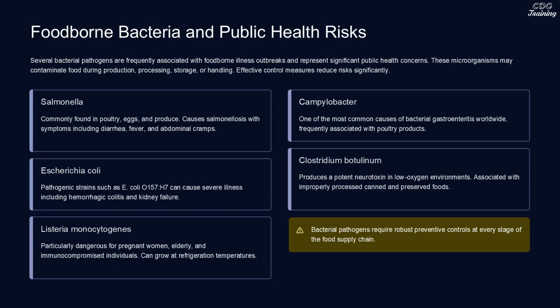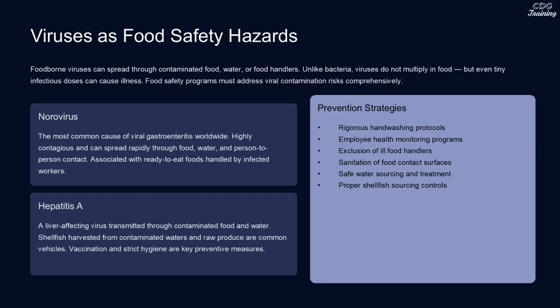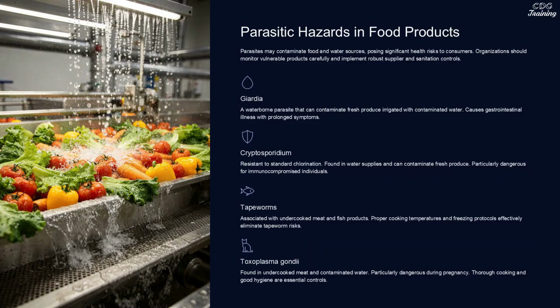Bacteria like Salmonella and Listeria pose significant public health risks and require preventive controls at every stage of the food supply chain. Viruses such as norovirus and hepatitis A are significant food safety hazards, requiring rigorous prevention strategies. Parasites like Giardia and tapeworms can contaminate food and water, posing health risks that require strict monitoring and control.